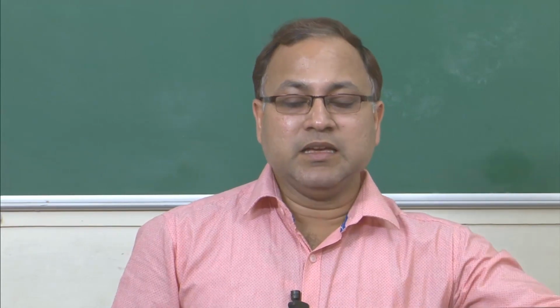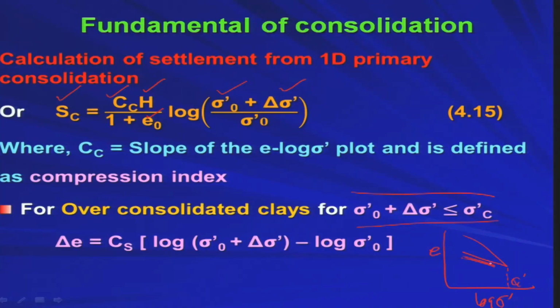In the over consolidated clay, delta e is equal to Cs, some constant, we will see what Cs is, into log of sigma naught prime plus delta sigma prime minus log sigma naught prime. It is as simple as that, because this is again a linear relation. This portion is the linear portion, but that is under the over consolidated part. So, this linear portion can be defined by this expression.